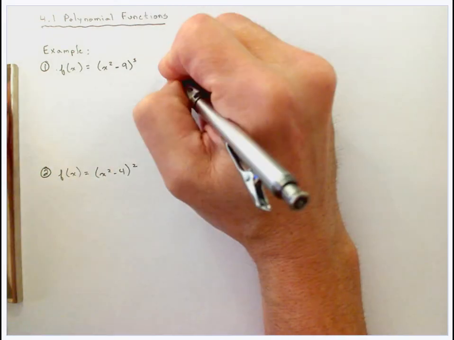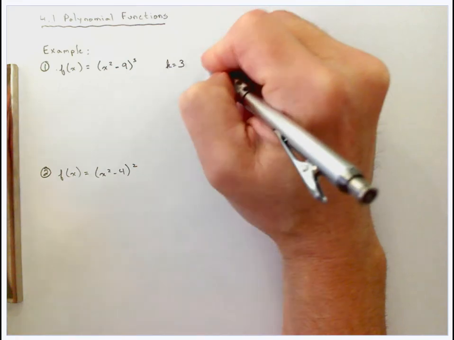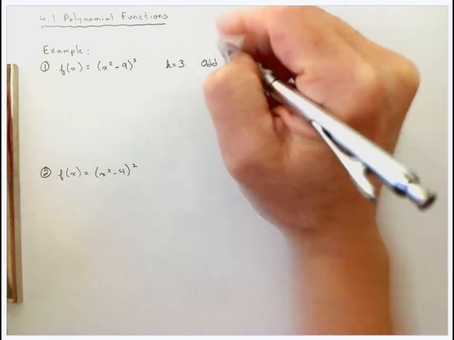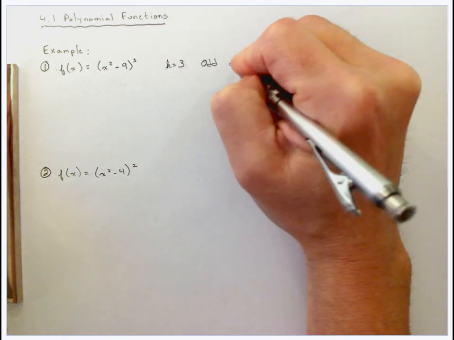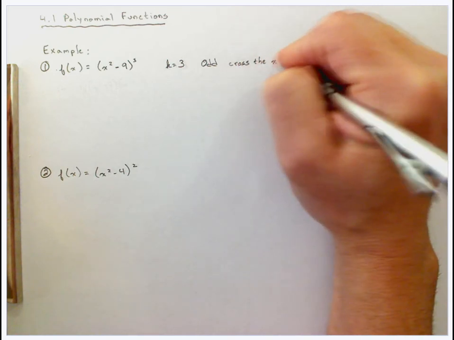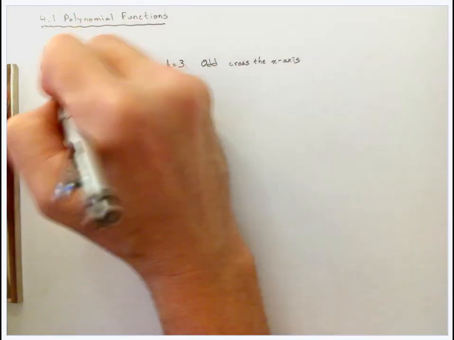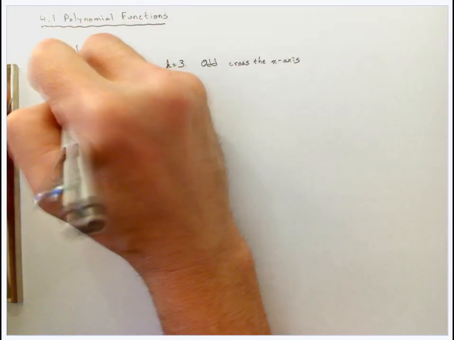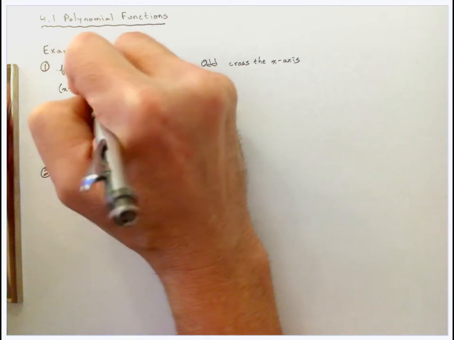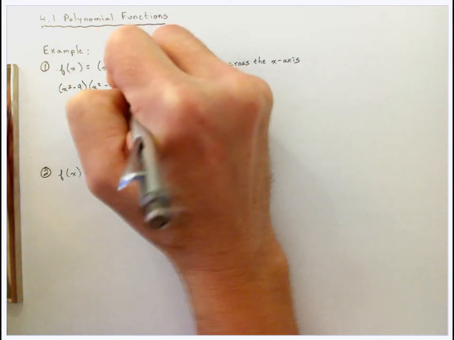Okay, so let's look at our problem. First off, what does k equal? K equals 3. Therefore, it's odd. So what do I know that it's going to do? It's going to cross the x-axis. And just another way to look at it so that you see what this actually is.